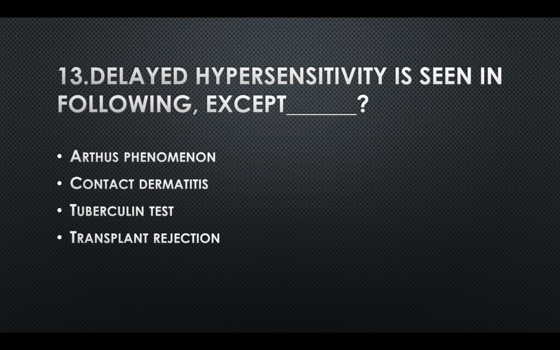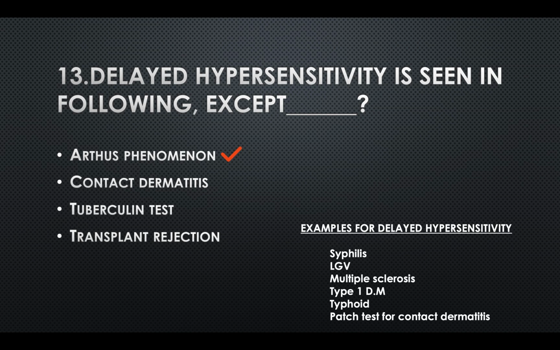Delayed hypersensitivity is seen in the following conditions except: option A Arthus phenomenon, option B contact dermatitis, option C tuberculin test, option D transplant rejection. Answer: option A Arthus phenomenon. Examples of delayed hypersensitivity reaction: syphilis, LGV, multiple sclerosis, type 1 diabetes mellitus, typhoid, patch test for contact dermatitis.